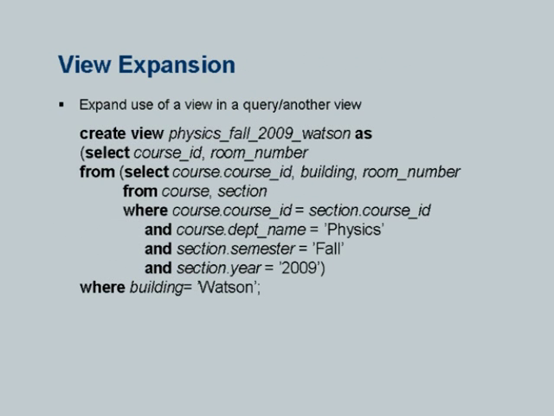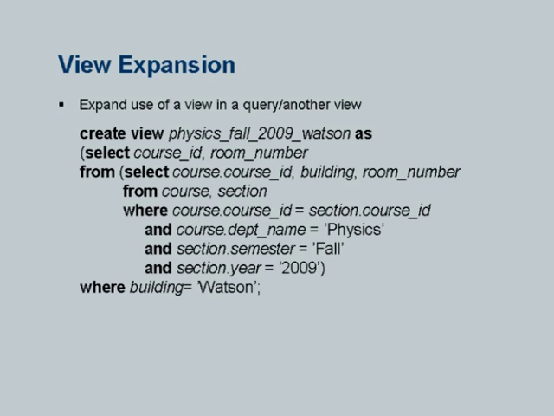If you look back here, it's the same view as before, the same select clause. In the from clause, where we said physics fall 2009, we have an entire subquery which was the definition of that view. So we have removed the use of the view and replaced it by a subquery which is the view definition. This is the expanded view where just that one view has been expanded. Now if a query used this view, physics fall 2009 Watson, you would replace the use of this view by this big expression, which is the one defining the view. So wherever there is a view, you just replace it.